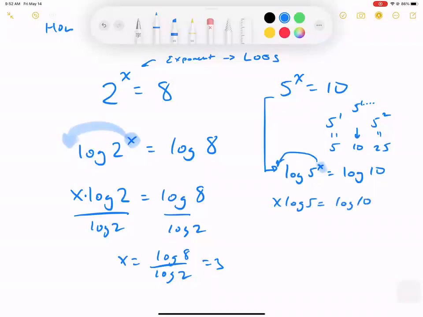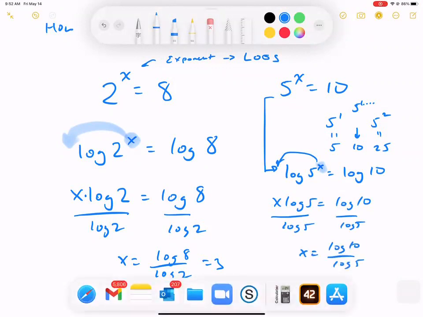Now, log of 5, ooh, what is that? I don't know what it is. It's a decimal number. And what's x times a number? We can divide that number away on both sides. x is equal to log of 10 over log of 5. Okay, now I don't know what that is. Let's see if I can take a calculator here.